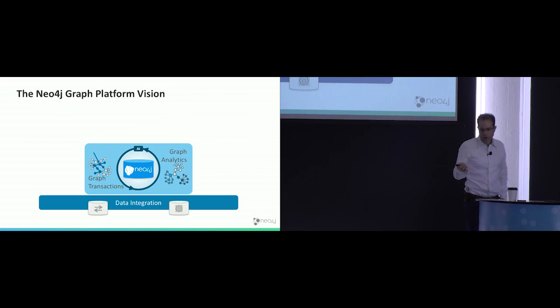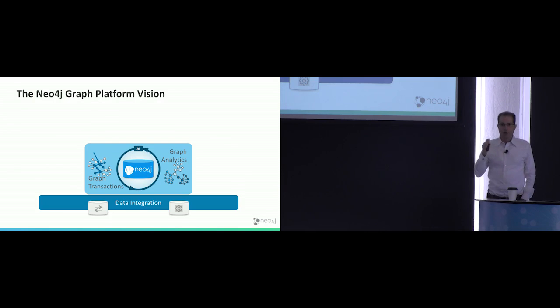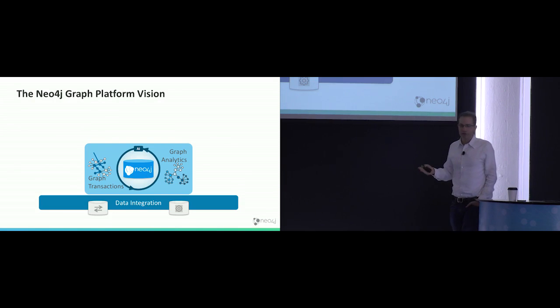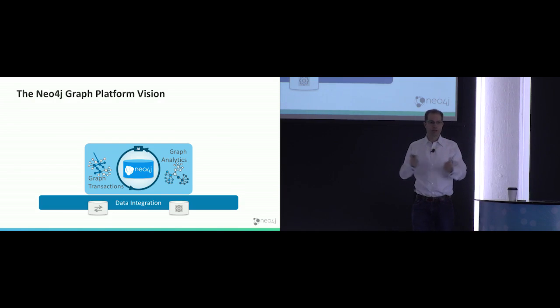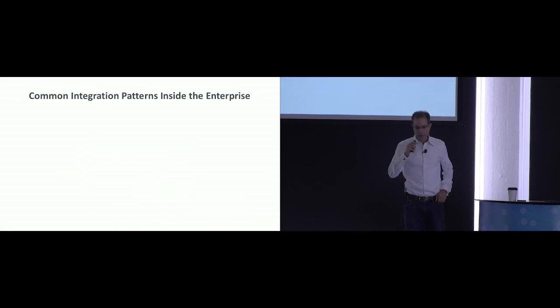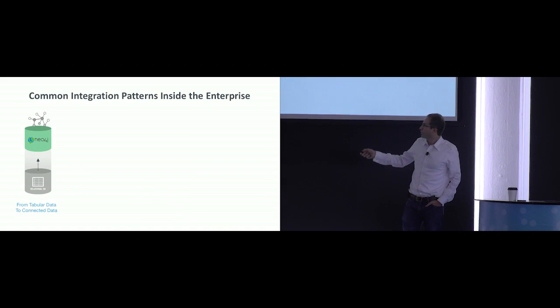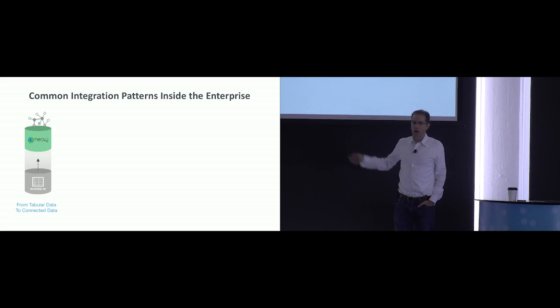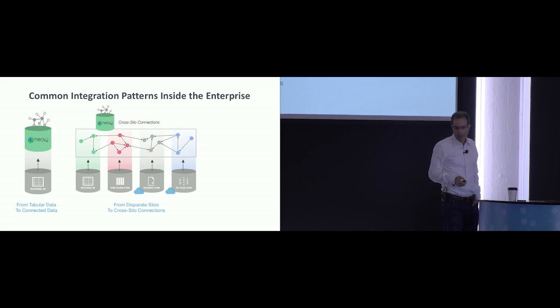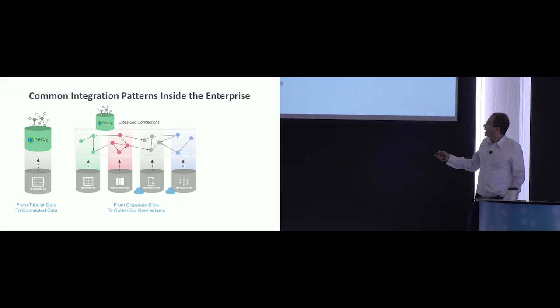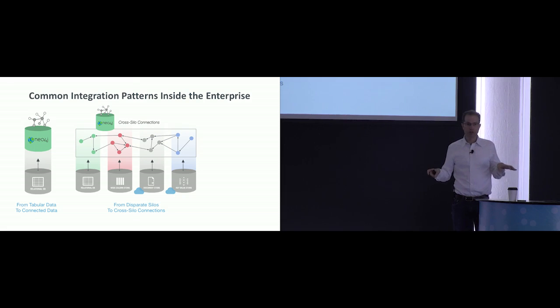Let's talk about data integration. No database exists in isolation. Every database needs to shuffle data to and from different systems in batch, in real time, and integrate with different tools. Some of the common integration patterns that you see are, one, just going from a tabular system into Neo4j. Another one is having multiple systems and having Neo4j map the connections.